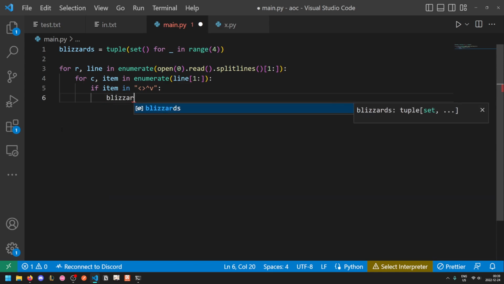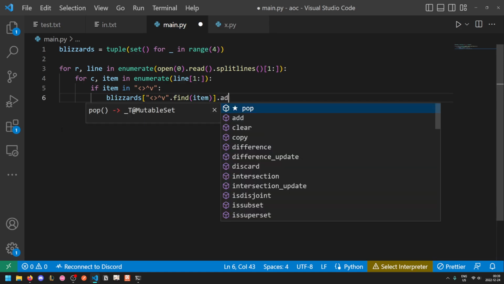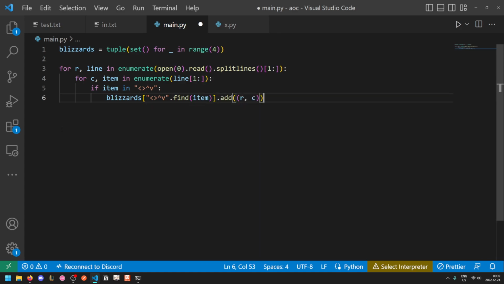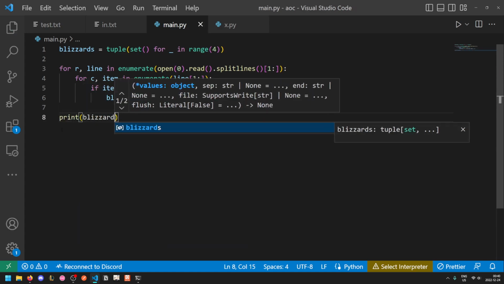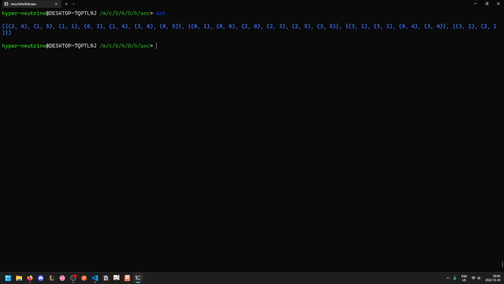So blizzards, let's index the item in our string of characters, dot add the row and the column. And this time I'm not using complex numbers because we'll need to do modular arithmetic, and that's not supported with complex numbers. Okay, so now if we print out our blizzards, we should have collected all of the blizzards on our board. So that's a list of blizzards. These are all facing left, these are all facing right, these are all facing up, and these are all facing down.